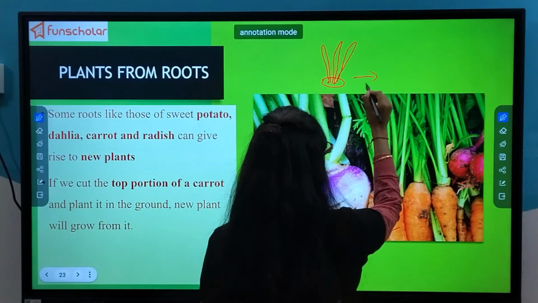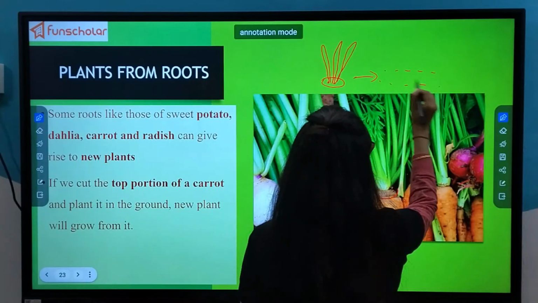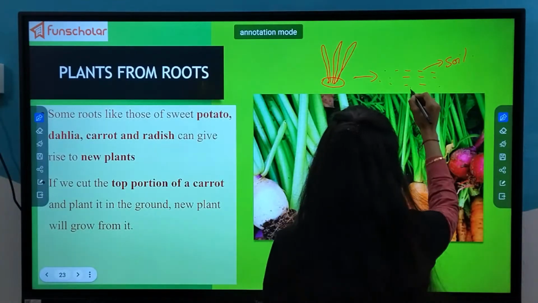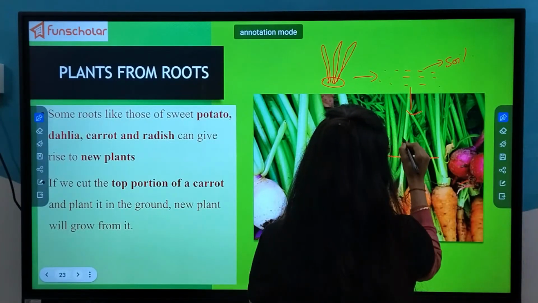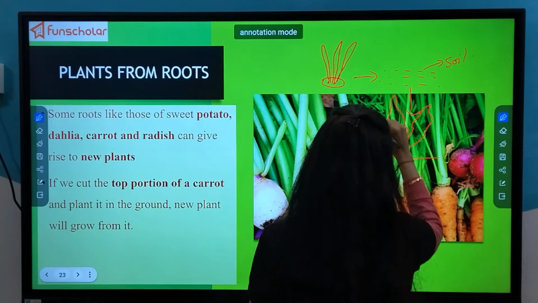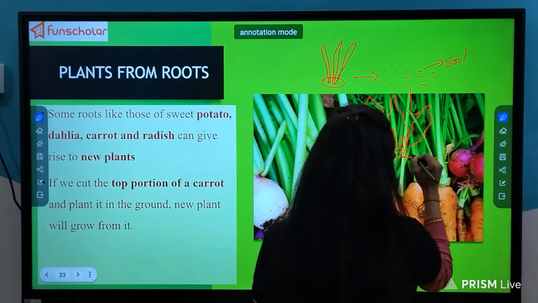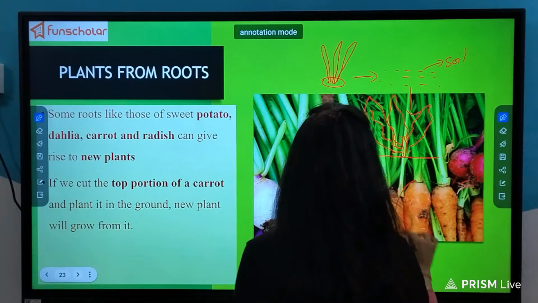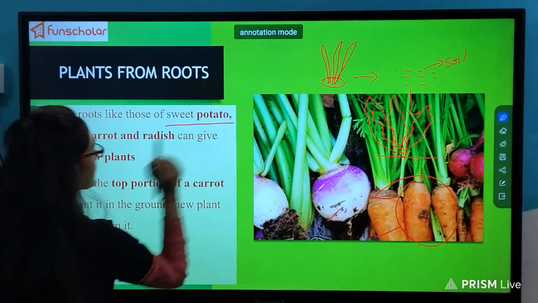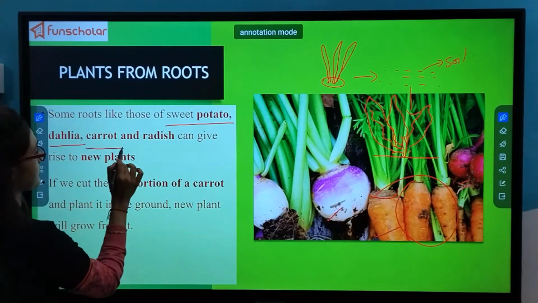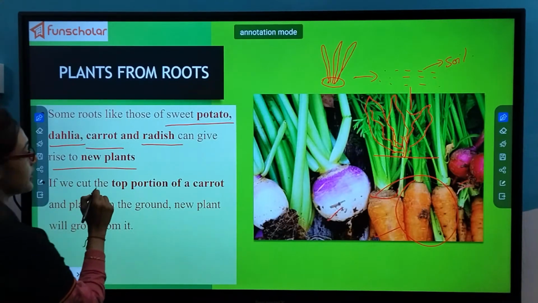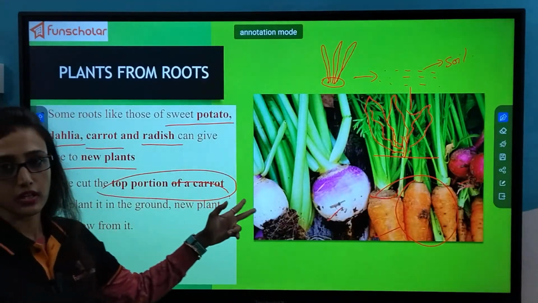What you will do, you will dip this inside the soil. This is soil. And after some days, what will happen? From here, a new radish or turnip or beet or carrot plant will be formed. See, some roots like those of sweet potato, dahlia, carrot, radish can give rise to a new plant. If we cut which portion? The top portion.